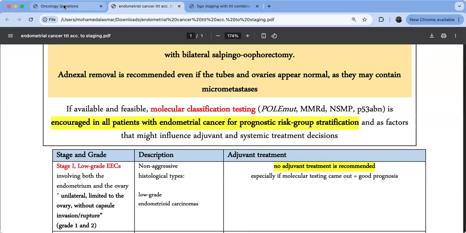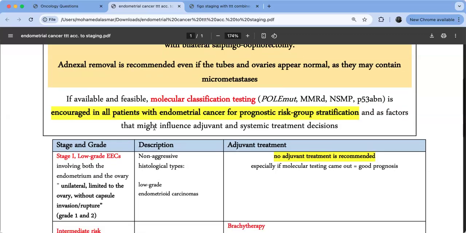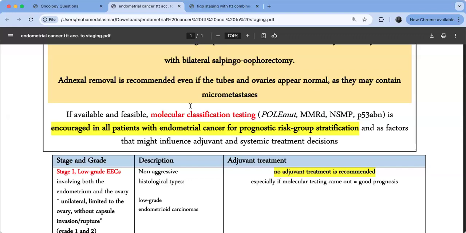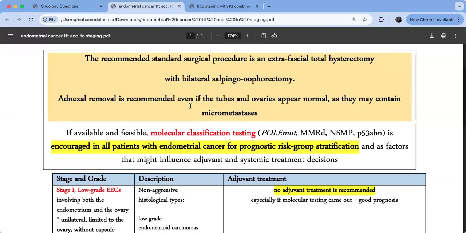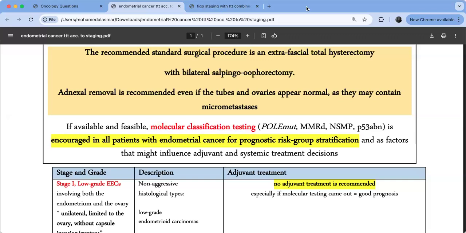Any aggressive tumor is C, my dear. Since it's aggressive, I don't look at the lymphovascular invasion. Okay, Dr. Basma? It's aggressive, so it means it will spread anyway. It's naughty, so we can't really predict its behavior. So my friends, the recommended standard surgical procedure for the treatment of early stage endometrial cancer is extrafascial total hysterectomy with bilateral salpingo-oophorectomy, correct?